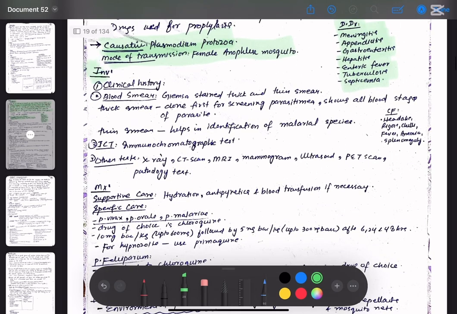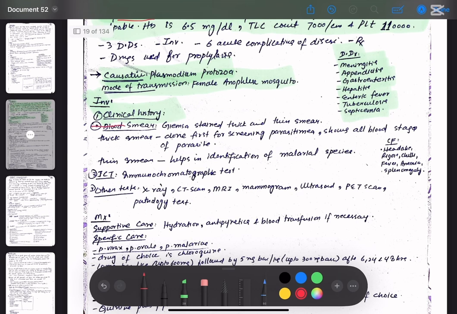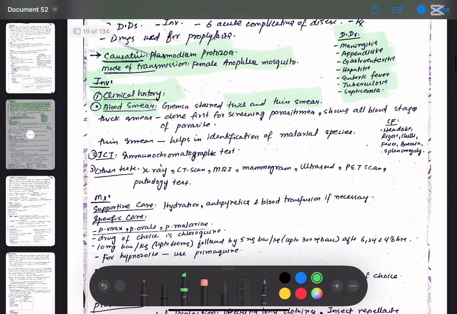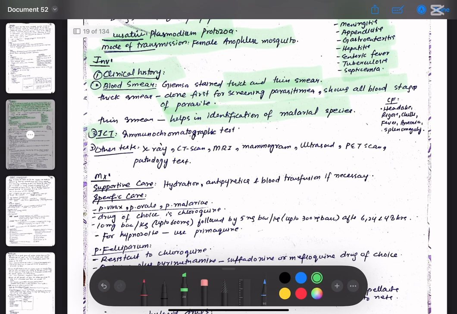The investigation options for malaria are clinical history, that is, there will be a history of rigors and chills and fever that come after 48 hours, and the patient will be severely pale, febrile, mildly jaundiced and having herpes labialis, and also anemic. Okay, so now the blood smear is taken. That is the Giemsa-stained thick and thin smear. The thick smear is done first for screening the parasitemia, which shows all blood stages of parasites, and the thin smear helps in identification of the malarial species. Then immunochromatographic tests are done, and other tests are X-rays, CT scan, MRI, mammogram, ultrasound, PET scan, and pathology test.